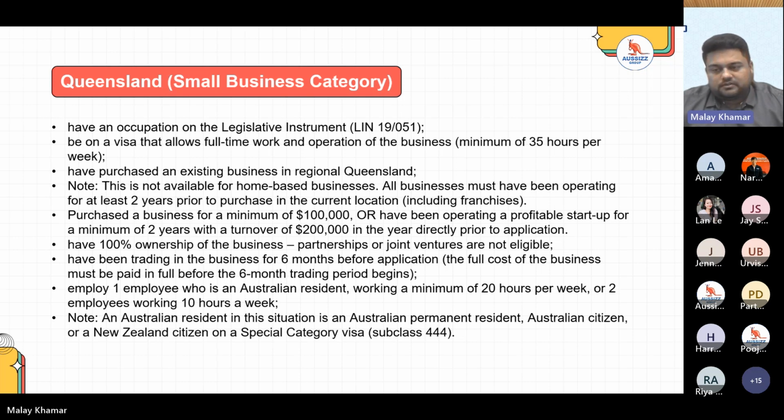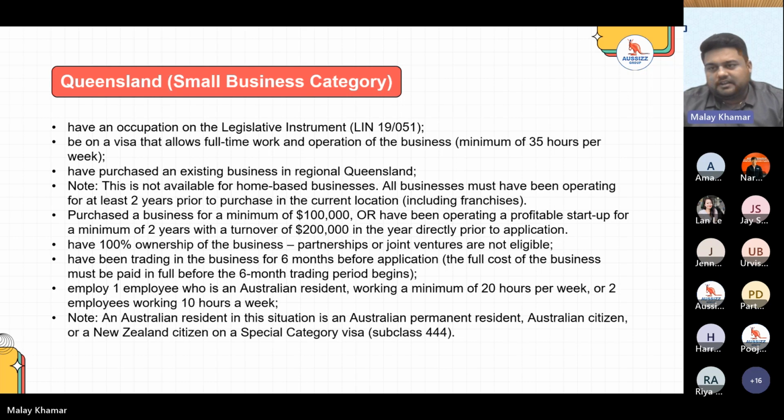If you have 2 employees in your company, you can split the hours, like you can give 10 hours to each employee, and you can combine the 20 hours like that as well. And make sure you hire only a particular kind of employee: an Australian PR or citizen, or a New Zealand citizen, or someone who is on a special category visa, which is the 444, the New Zealand citizen work visa in Australia.